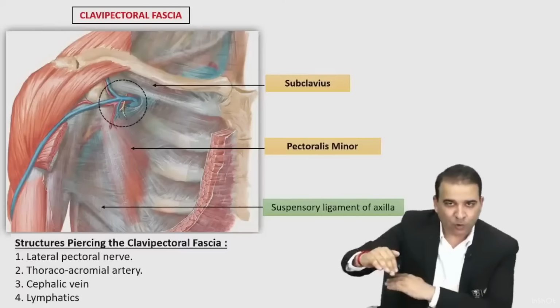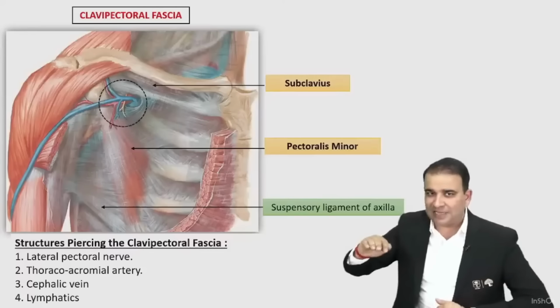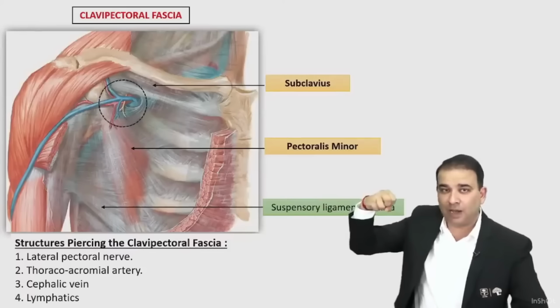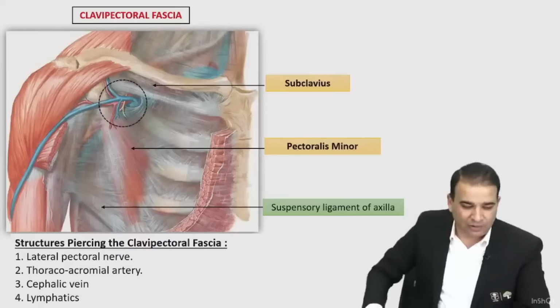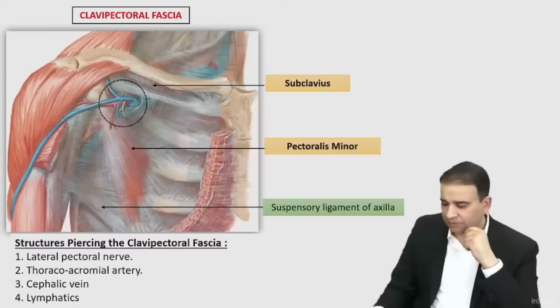Now if you look at the floor of axilla, it's not flat, it is slightly dome shaped, and the dome of the floor of the axilla is because of this ligament pulling this floor up here. That's the suspensory ligament of axilla. So that's a few things about the clavipectoral fascia.